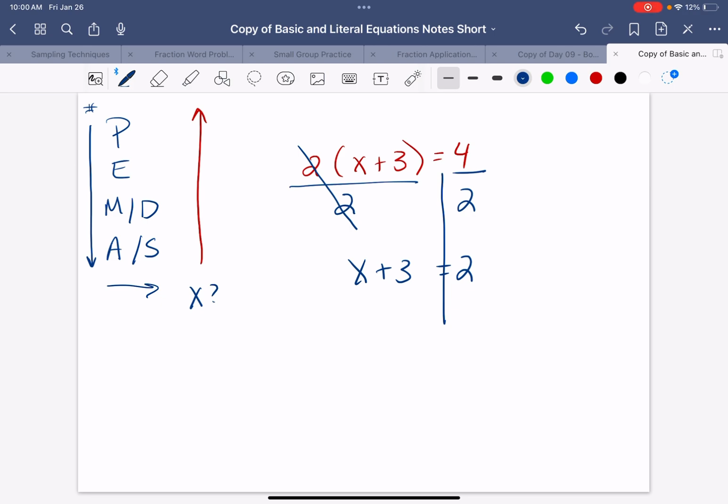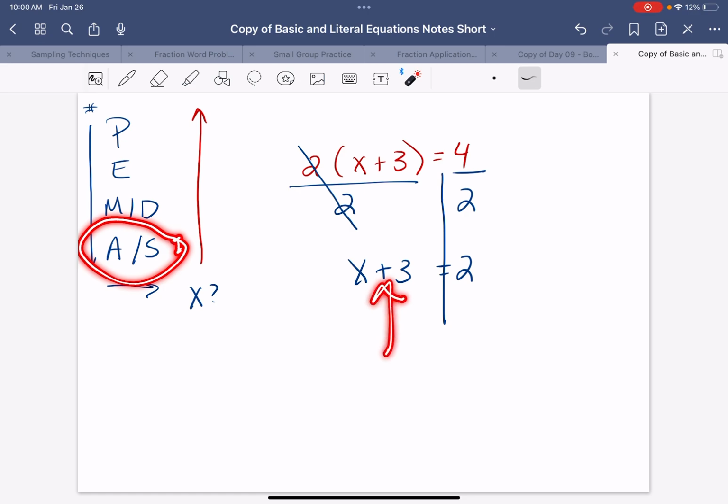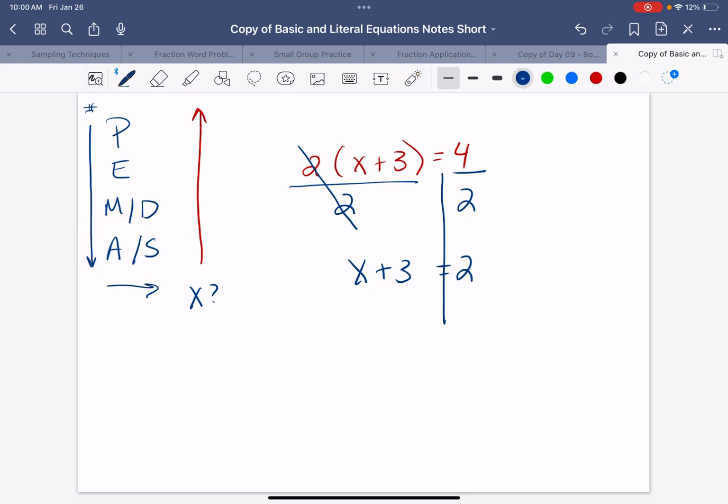Now you go back. When I go, oh, I have no more exponents, I have no more parentheses, you start back over at the bottom. So I'm looking, do I have addition, subtraction? I do. What's the opposite of addition? Subtraction. I'm going to subtract my 3 to get x by itself. 3 minus 3 is 0, so I'm left with x is equal to -1. Okay, that's a very simplified version of how we go through solving using our order of operations.